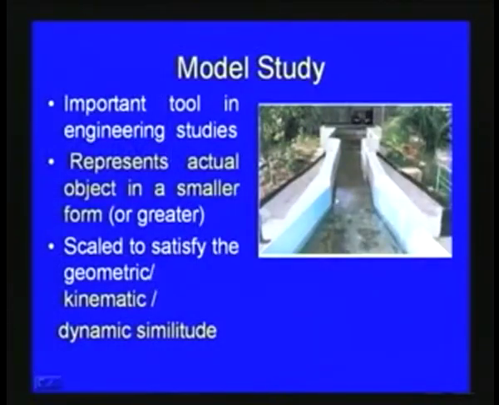Depending upon the case, it can be a smaller scale or a larger scale. As we have seen, we scale it to satisfy the various similarity principles like geometric, kinematic and dynamic similitude. For this particular model we have used the Froude number law, and use all the corresponding similarity of geometric, kinematic and so on. We can choose either kinematic, or geometric and kinematic, or dynamic together, depending upon what kind of problem you are trying to model.